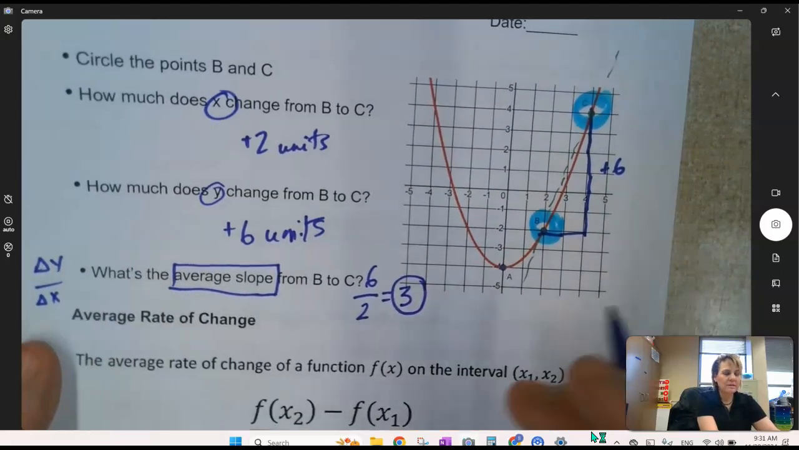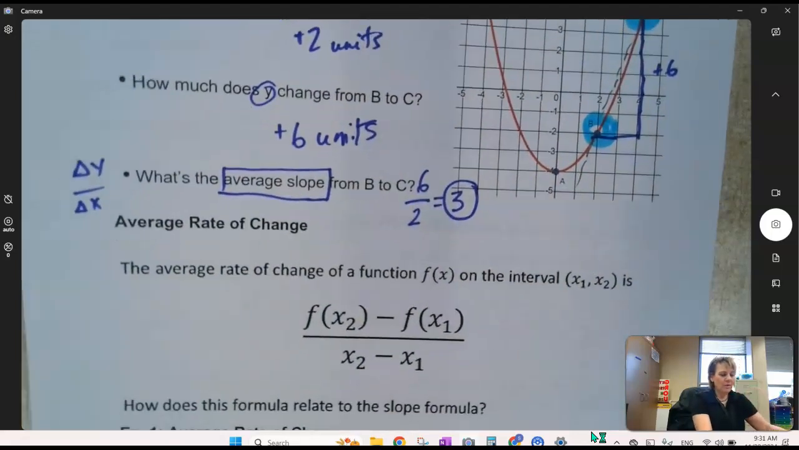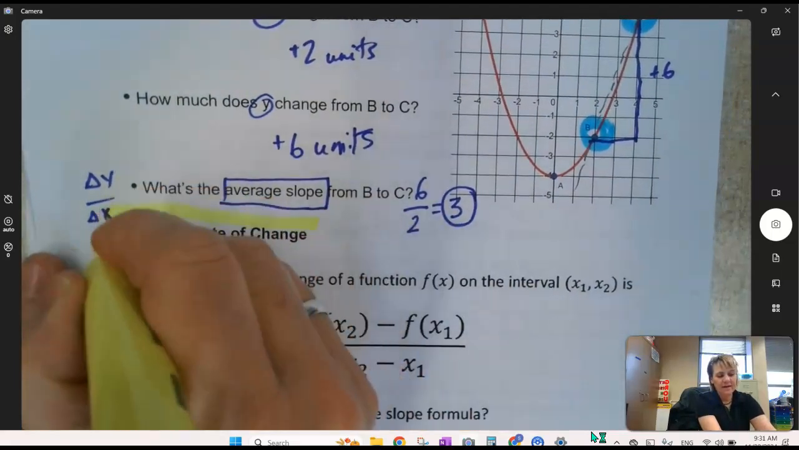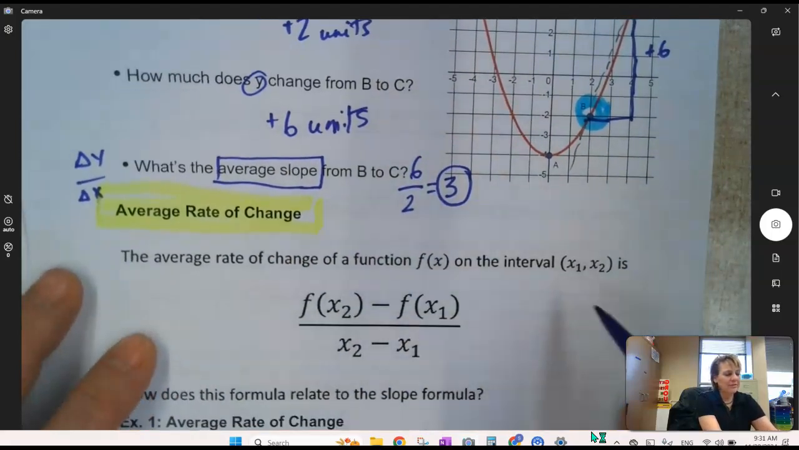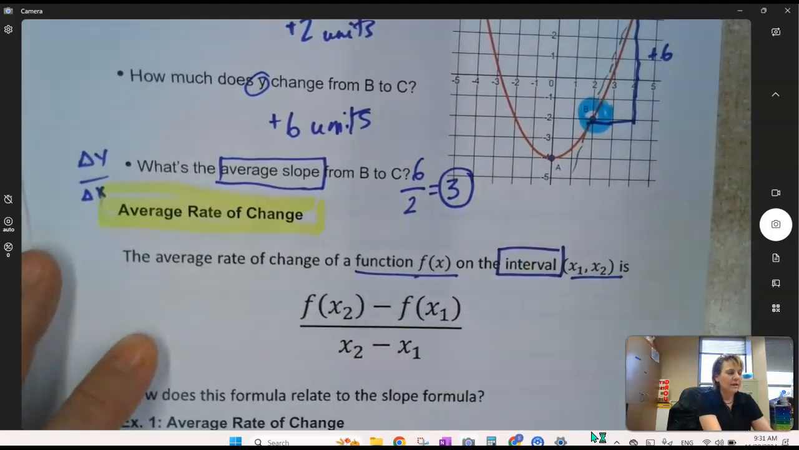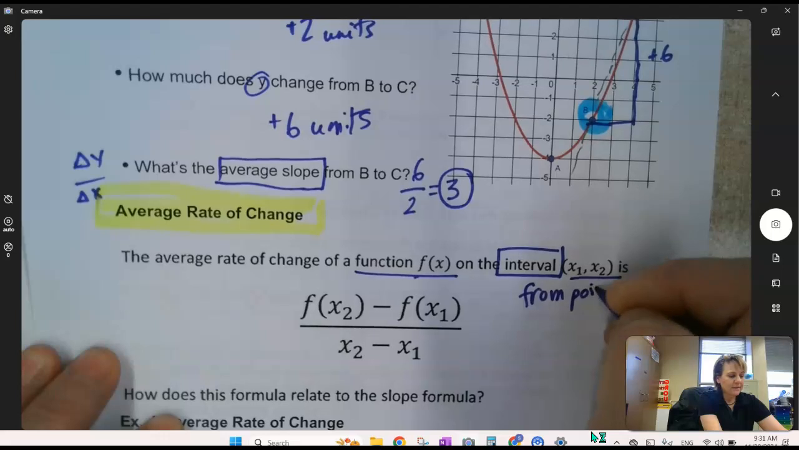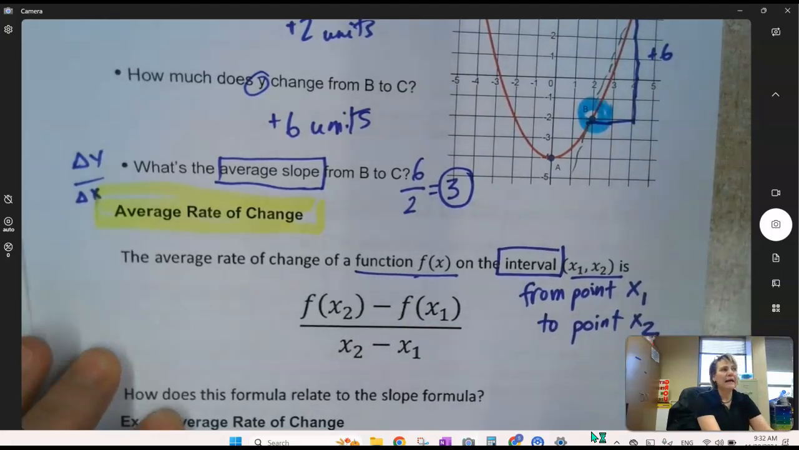Okay, so very different results depending on which points we pick. We got one where the average rate of change was 1, one where it was 2, and one where it was 3. All right, so this is the most important section here now. We talked about this 2 days ago where we defined the average rate of change for a function. Notice that the average rate of change for a function is on an interval, and not a point. We're saying the interval from point x1 to point x2. Okay, so we have values on the x-axis.